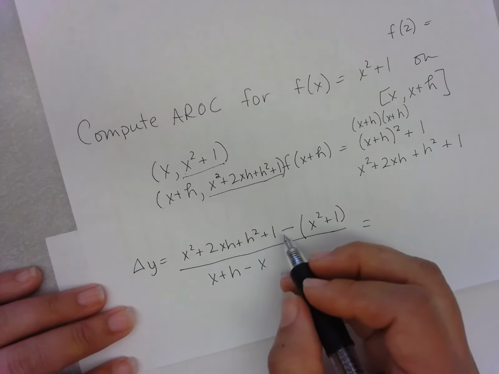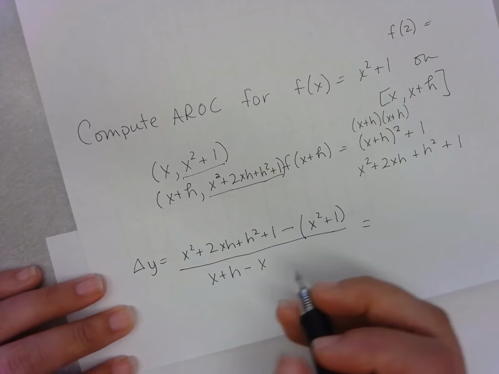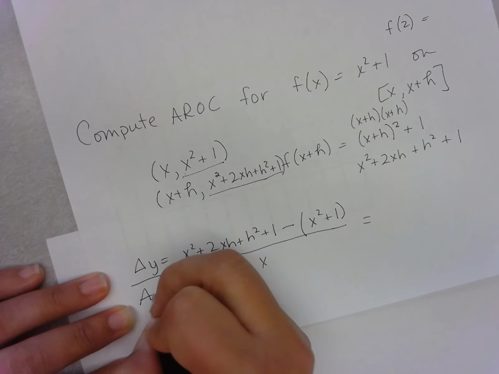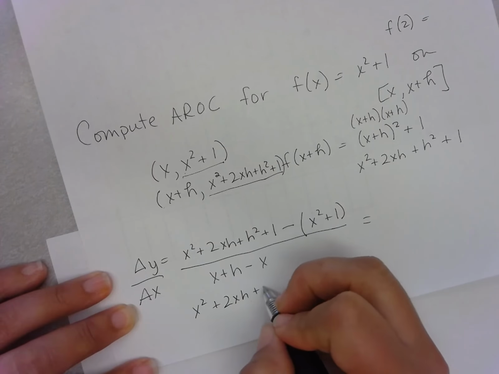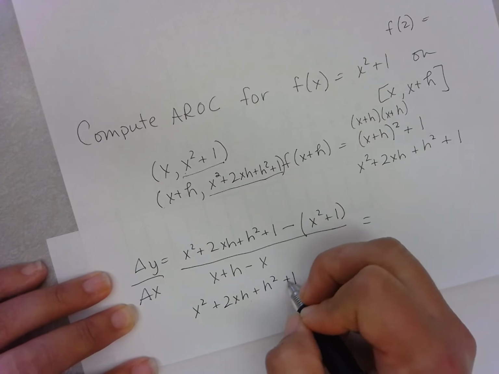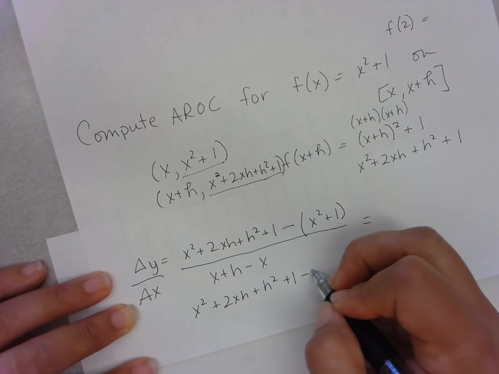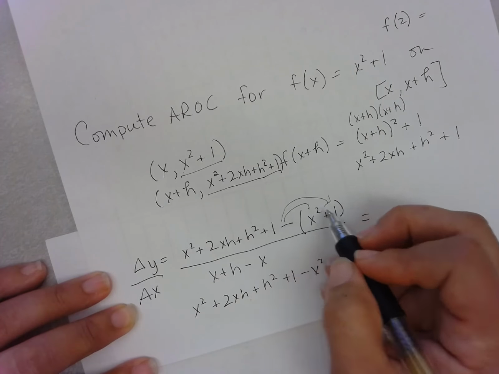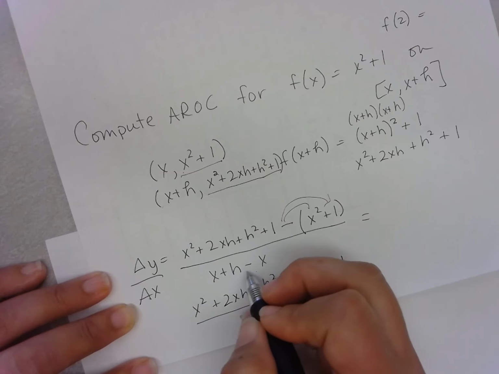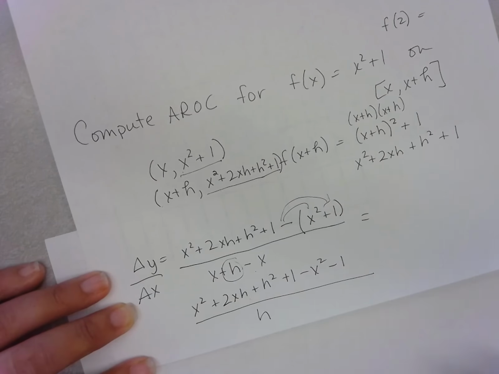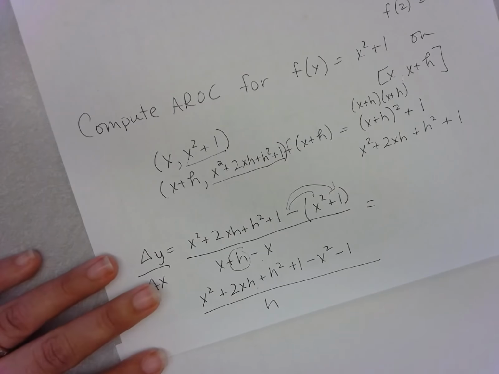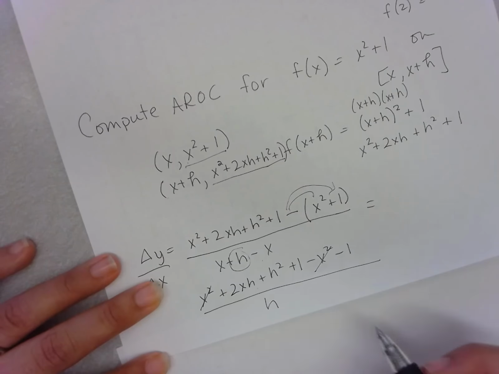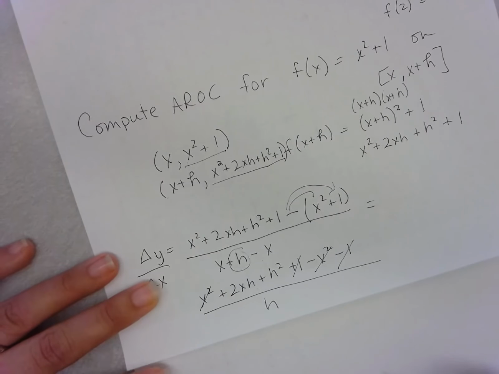Okay, so let's expand this a little bit. When I multiply through the minus sign, I get x squared plus 2xh plus h squared, and then minus x squared, and now minus 1 here, because the minus goes to both. And then I have x plus h minus x, which is just h, because the x's cancel each other out. Now the good news is that I have some cancellation here. This x squared and this x squared cancel each other out, and the 1 and minus 1 cancel each other out.